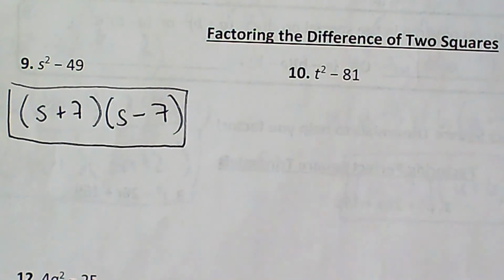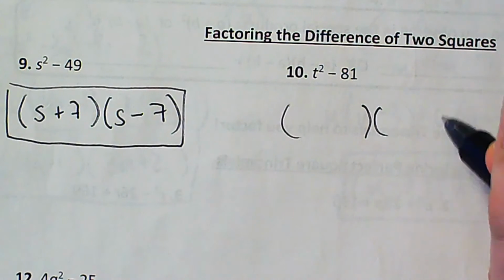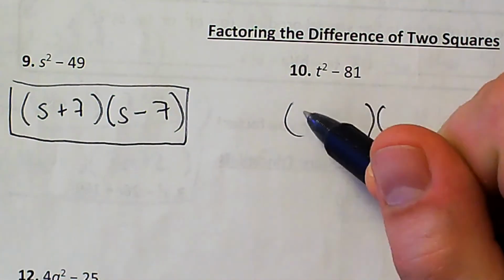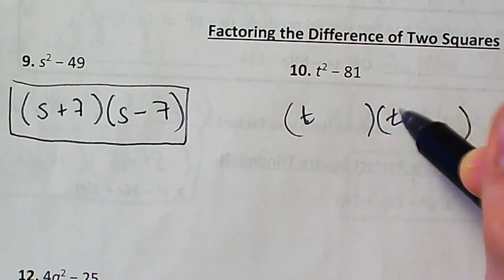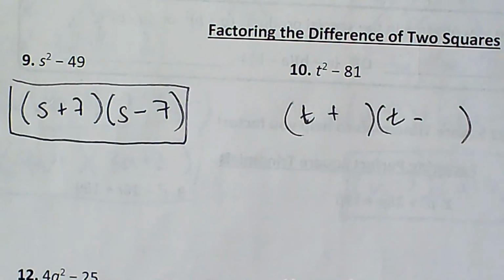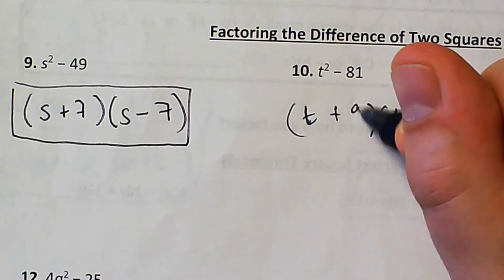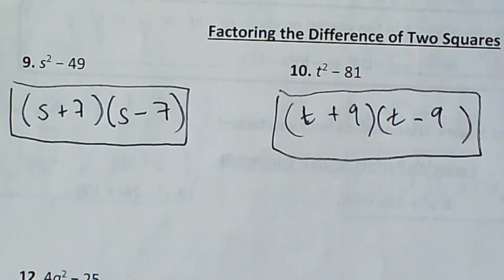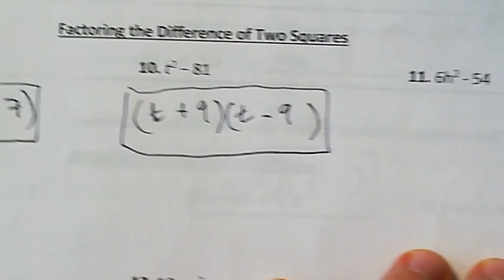What's the square root of t squared? 9. You gave me the right answer to the wrong question. Yeah, just t. So both of these will be t. One will be plus, one will be minus. And then what's the square root of 81? 9. So these difference of two squares problems should be relatively simple. The hardest thing is recognizing whether or not it's a perfect square. And that brings us to number 11.